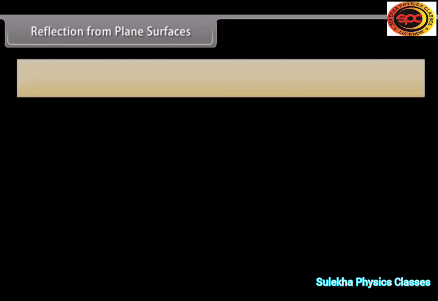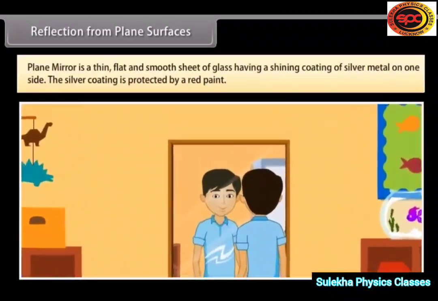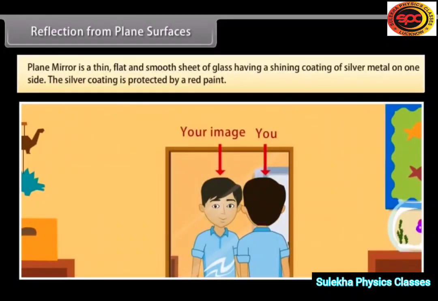Reflection from plane surfaces. Plane mirror is a thin, flat, and smooth sheet of glass having a shining coating of silver metal on one side. The silver coating is protected by red paint.